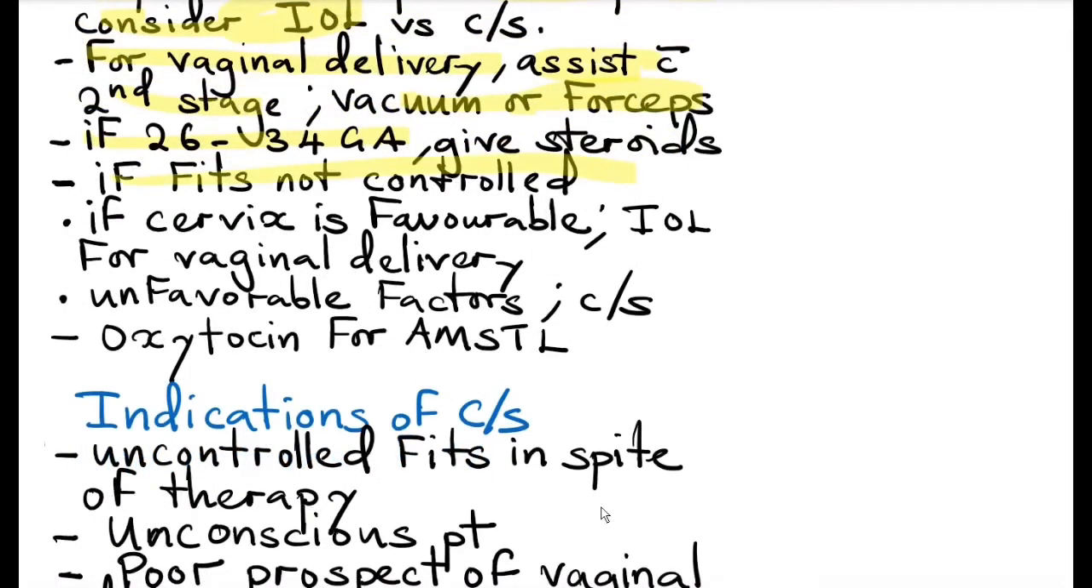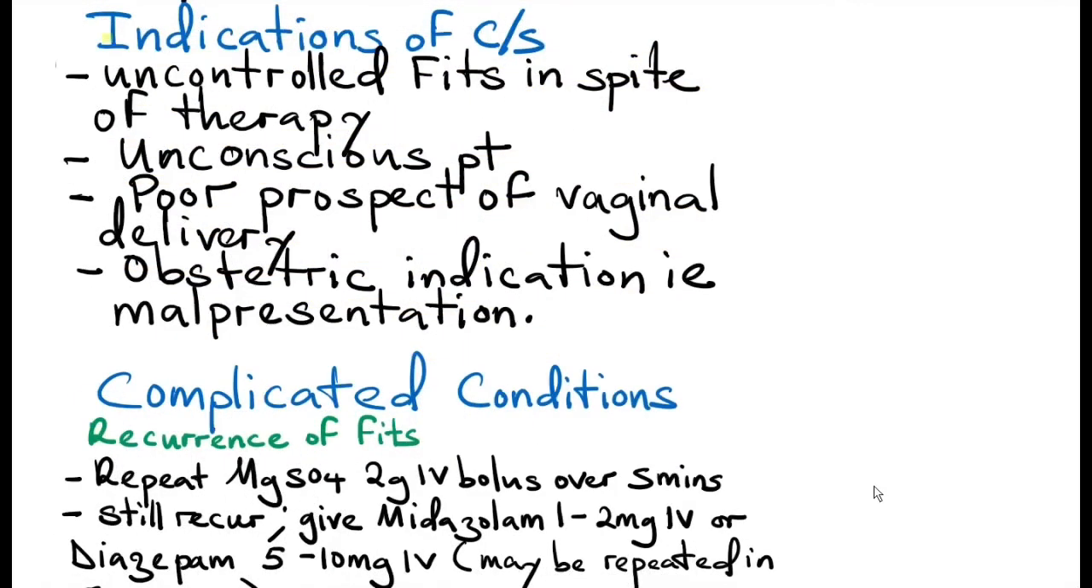If the fits are controlled and the cervix is favorable, this is a good Bishop's score, induce the patient for vaginal delivery. But if the cervix is not favorable, there's a poor Bishop's score, take the patient for cesarean section. Use oxytocin for active management of that stage of labor. Do not use ergometrine because it is contraindicated in hypertensive conditions. It can aggravate hypertension.